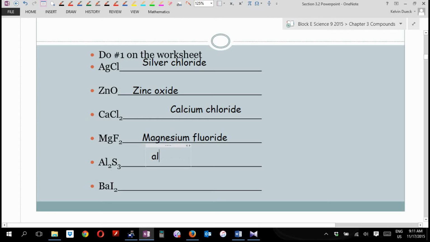Aluminum sulfide. Or if you're in Britain, aluminium sulfide, which is actually the correct way, but we don't say it that way in North America, so okay. BaI2. Yeah. Barium iodide.